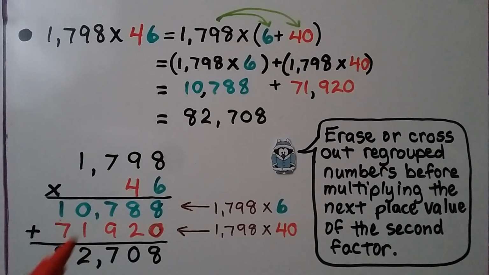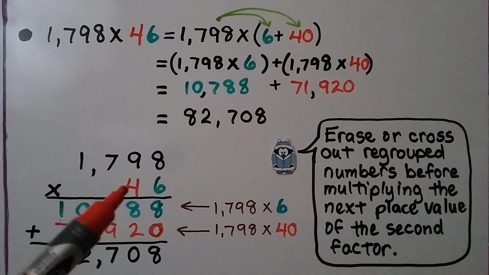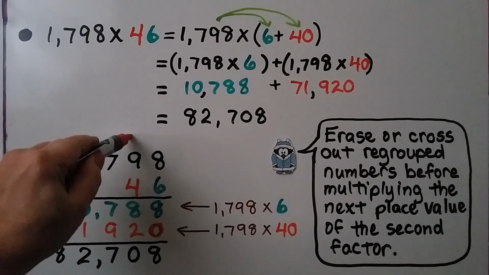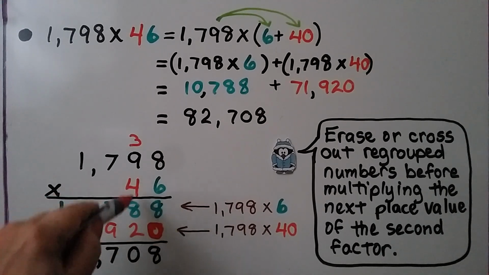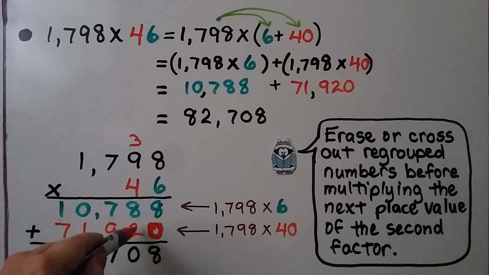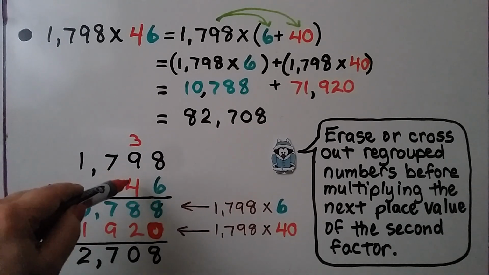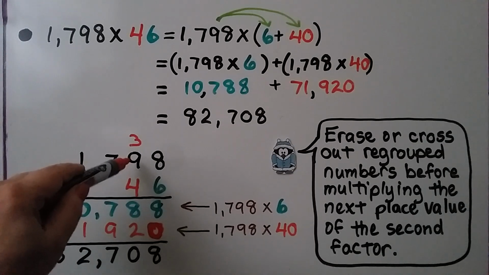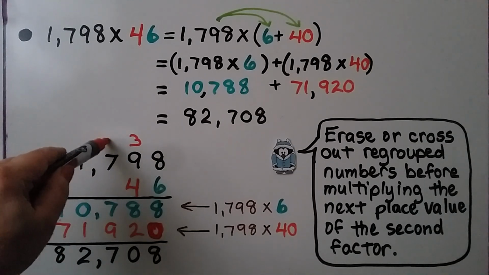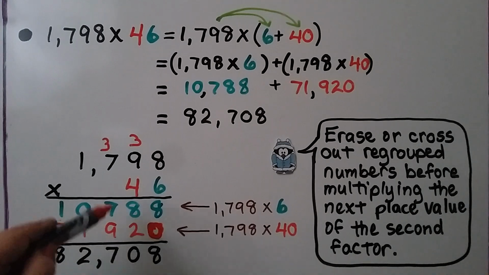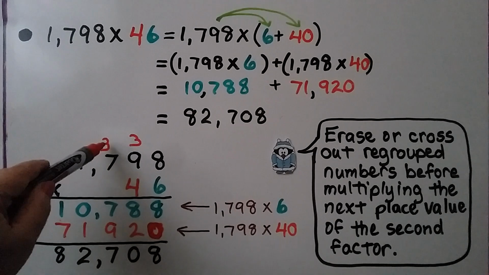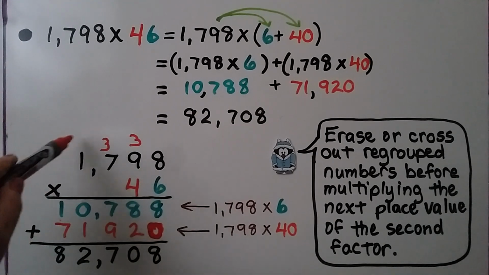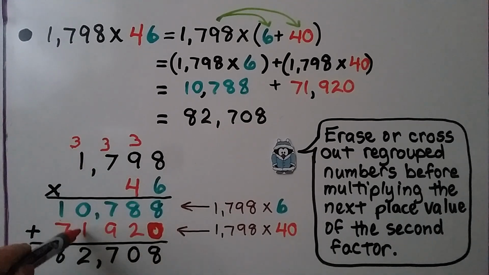We start with the 4 times 8, which is 32. We regroup the 3 and put the 2 down, remembering that this is always going to be a 0. We're multiplying in the tens place, so our partial product starts going into the tens place. Now we multiply 4 times 9, which is 36, plus 3 more is 39. We regroup the 3, put the 9 down. We multiply 4 times 7, which is 28, plus 3 more, that's 29, 30, 31. We regroup the 3, put the 1 down.